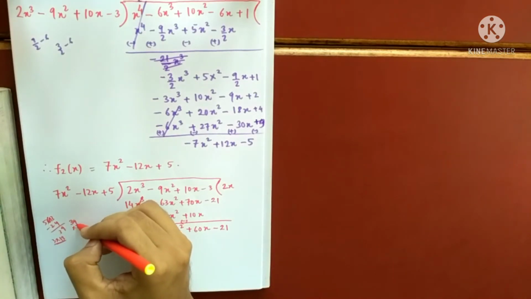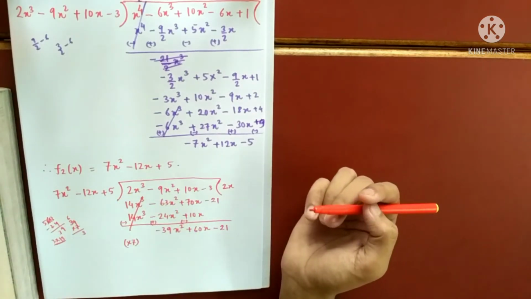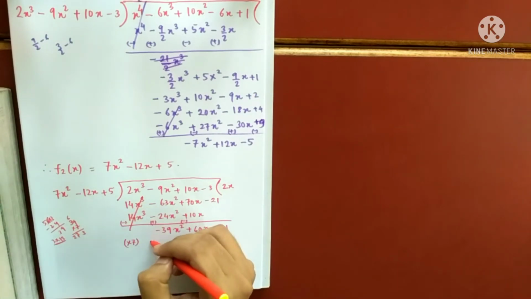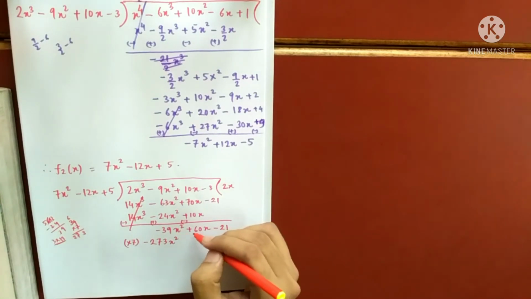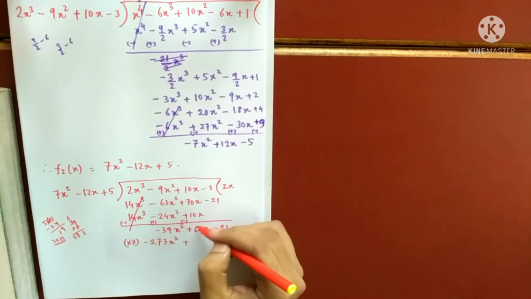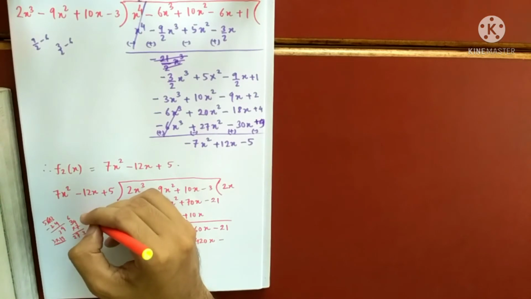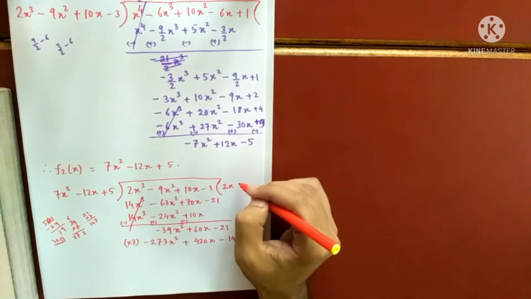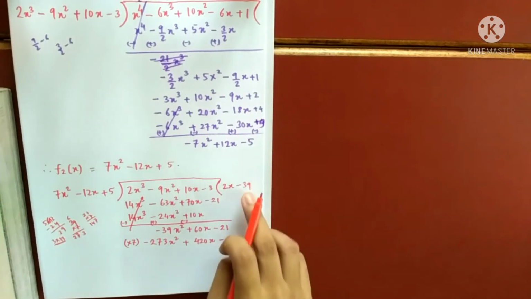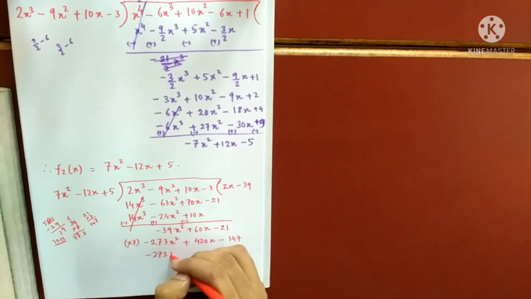So 39 into 7: 7 9s are 63, carry 6, 7 3s are 21, 21 plus 6 is 27, so 273x squared. And then plus 60 into 7, so 420x, minus 21 into 7, which is 147. Now I know I have to take here minus 39, because 39 into 7 is this quantity. So this will become minus 273x squared.